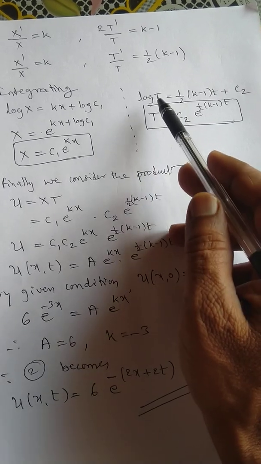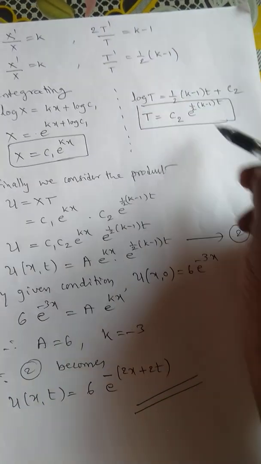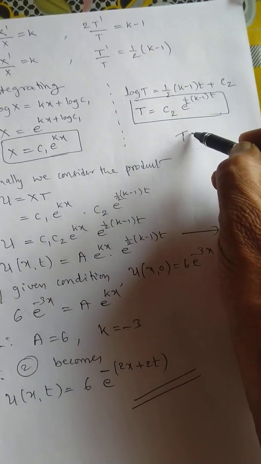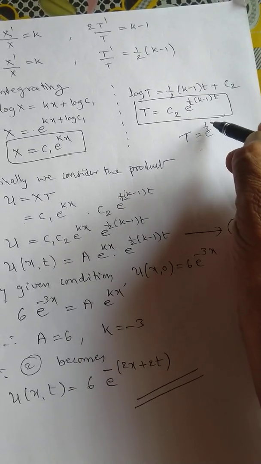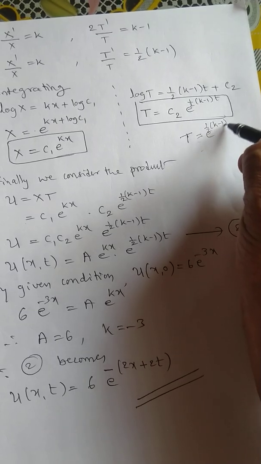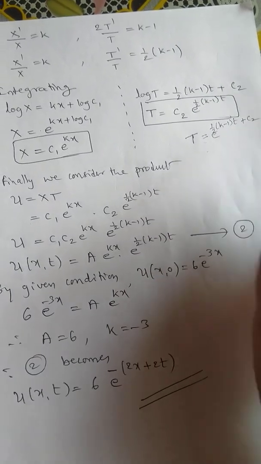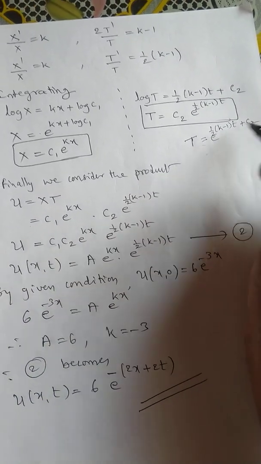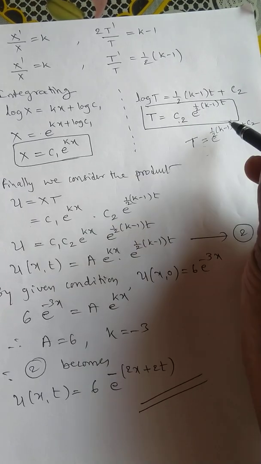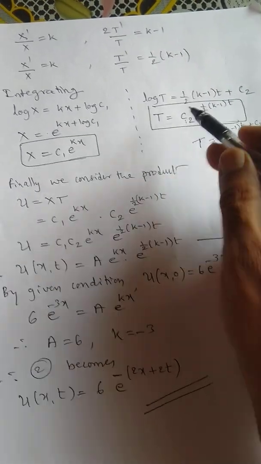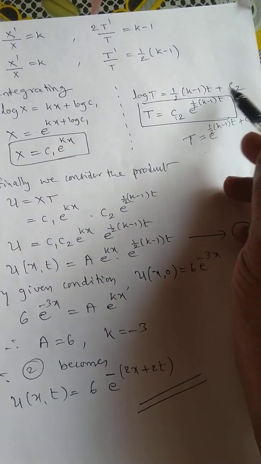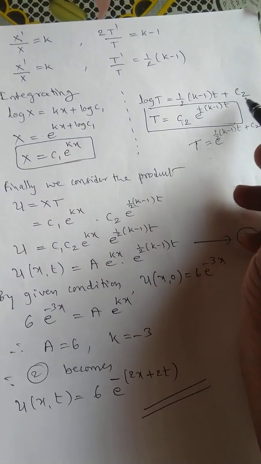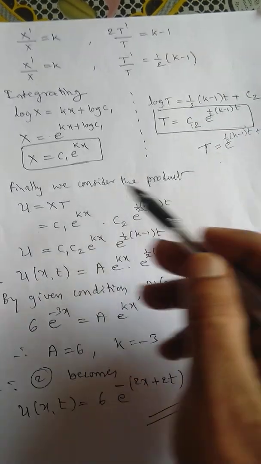So from log t we can write t is equal to e raised to 1 by 2 of k minus 1 into t plus c2. So e raised to c2 is the new c2, and e raised to log c1 is c1.